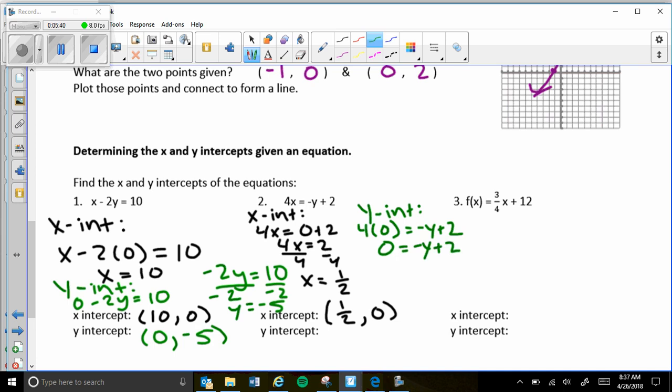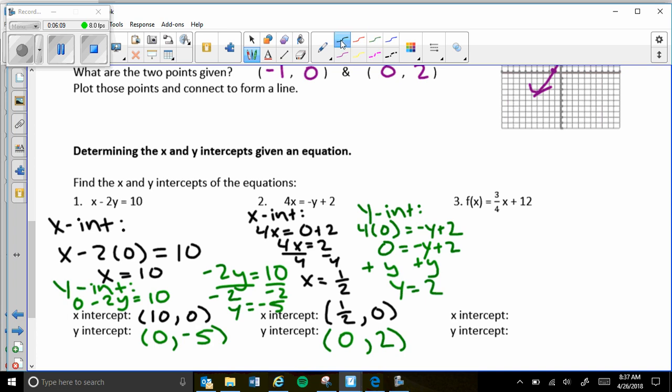Now there are two ways I can go about solving this problem. I'm going to do it the easier of the two ways. I need to get y on the other side. So rather than subtracting 2 and then dividing by a negative, I'm just going to add y to both sides, which leaves me with y equals 2. So my y-intercept, what was our x value? Always 0, and our y value is 2.